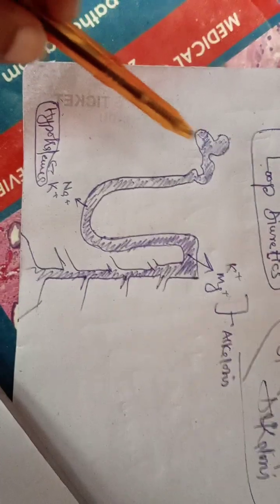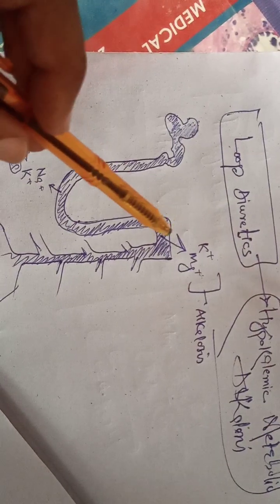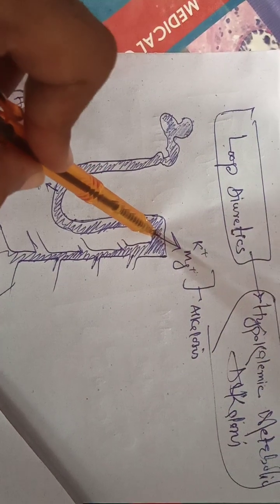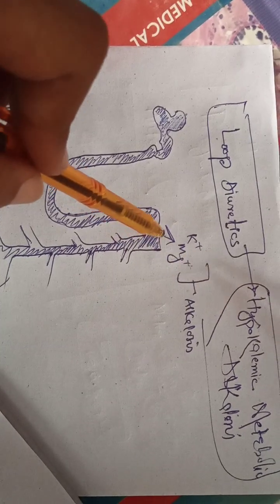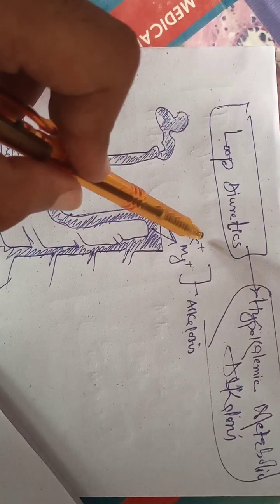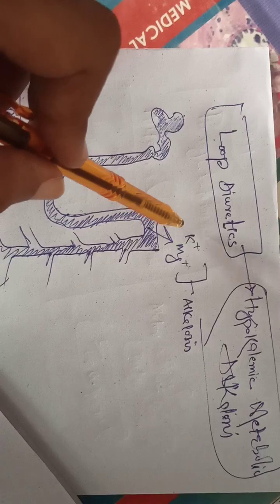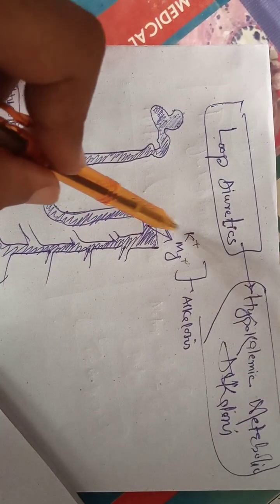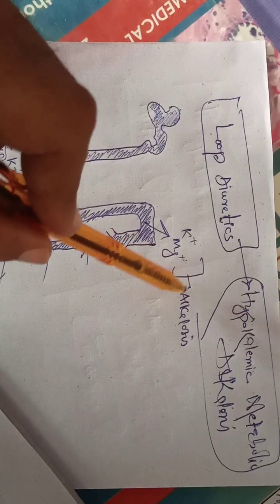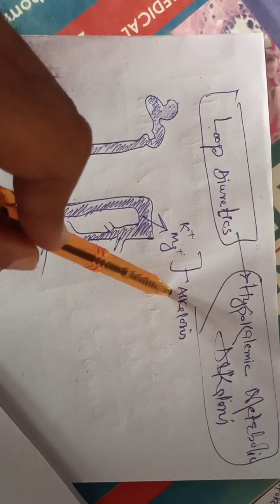So now this is the simple basic structure. Here DCT is present, and potassium and magnesium are absorbed here. When there is deficiency of absorption, it results in alkalosis, because potassium is not absorbed and it is excreted out. Excessive sodium developing in the body also results in alkalosis.